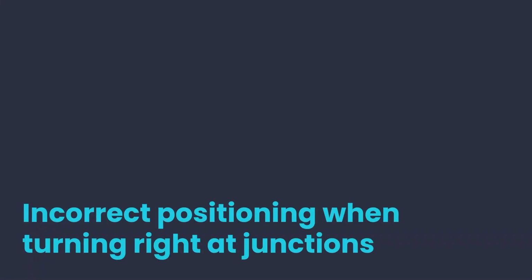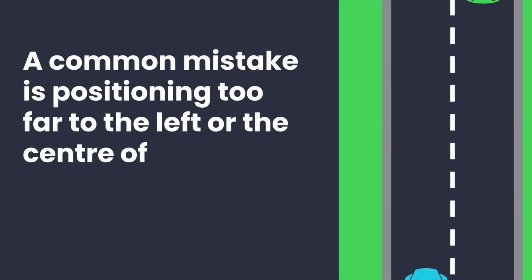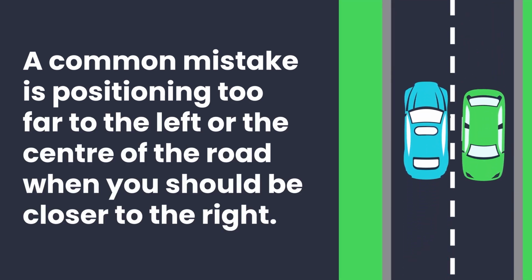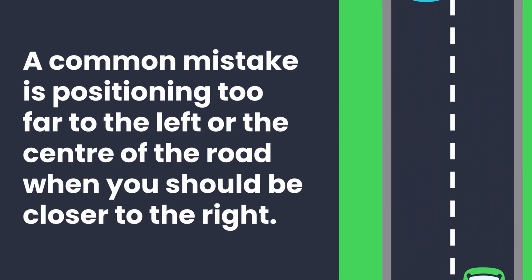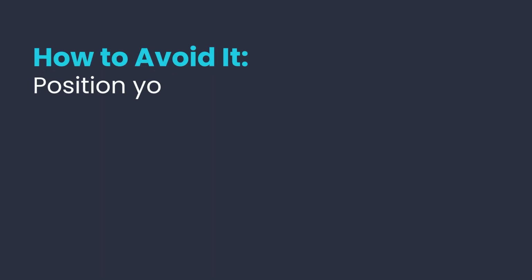The next is incorrect positioning when turning right at junctions. Positioning is key when turning right at junctions, especially on busy roads. A common mistake is positioning too far to the left or on the centre of the road, when you should be closer to the right. Poor positioning can obstruct other road users, delay traffic, and increase the risk of accidents. So how can you avoid this?